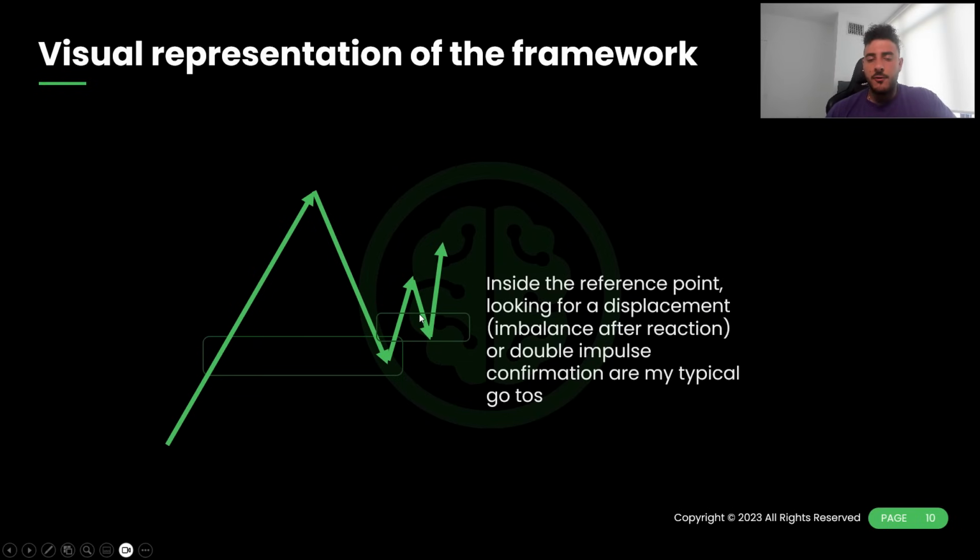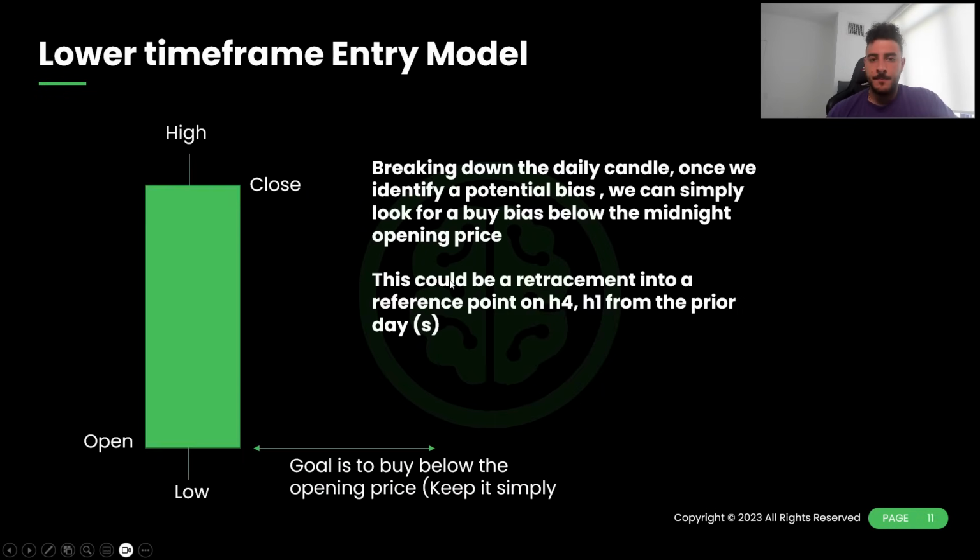Double impulse confirmation for me would be something like, let's say you get something like this, and then another kind of double bottom formation.